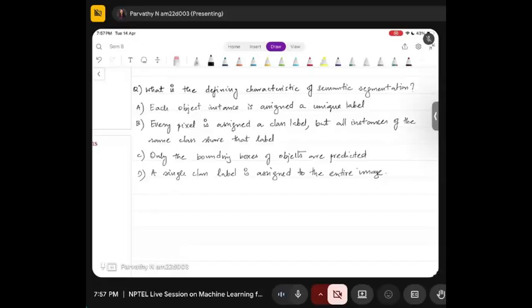So semantic segmentation will classify every pixel into a category. But whatever category that is, it will treat all the instances of that same category as one class. So if there are five people, all of them will be categorized under person without any distinction. Like person one, person two, person three, that is not there. That is instance segmentation. So semantic segmentation does not do that.